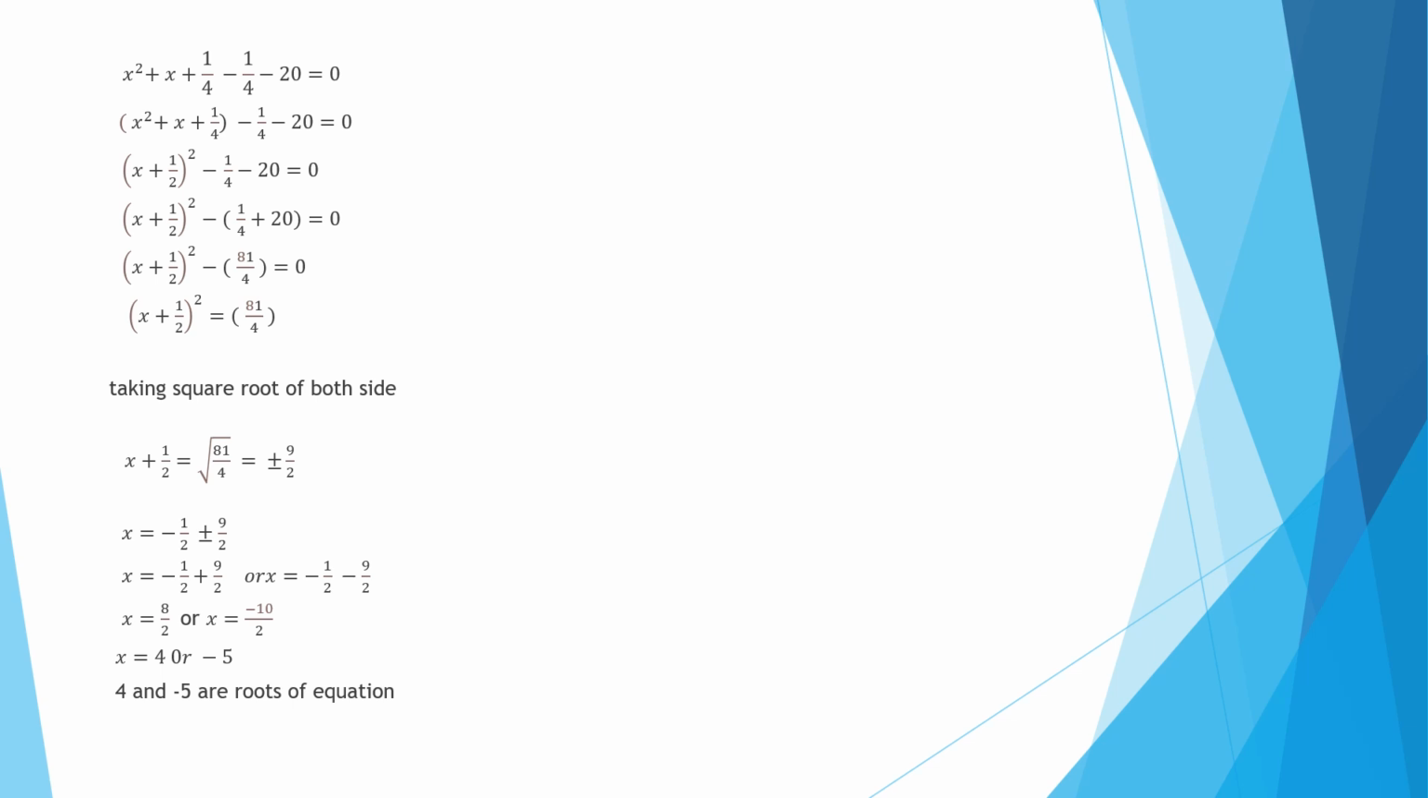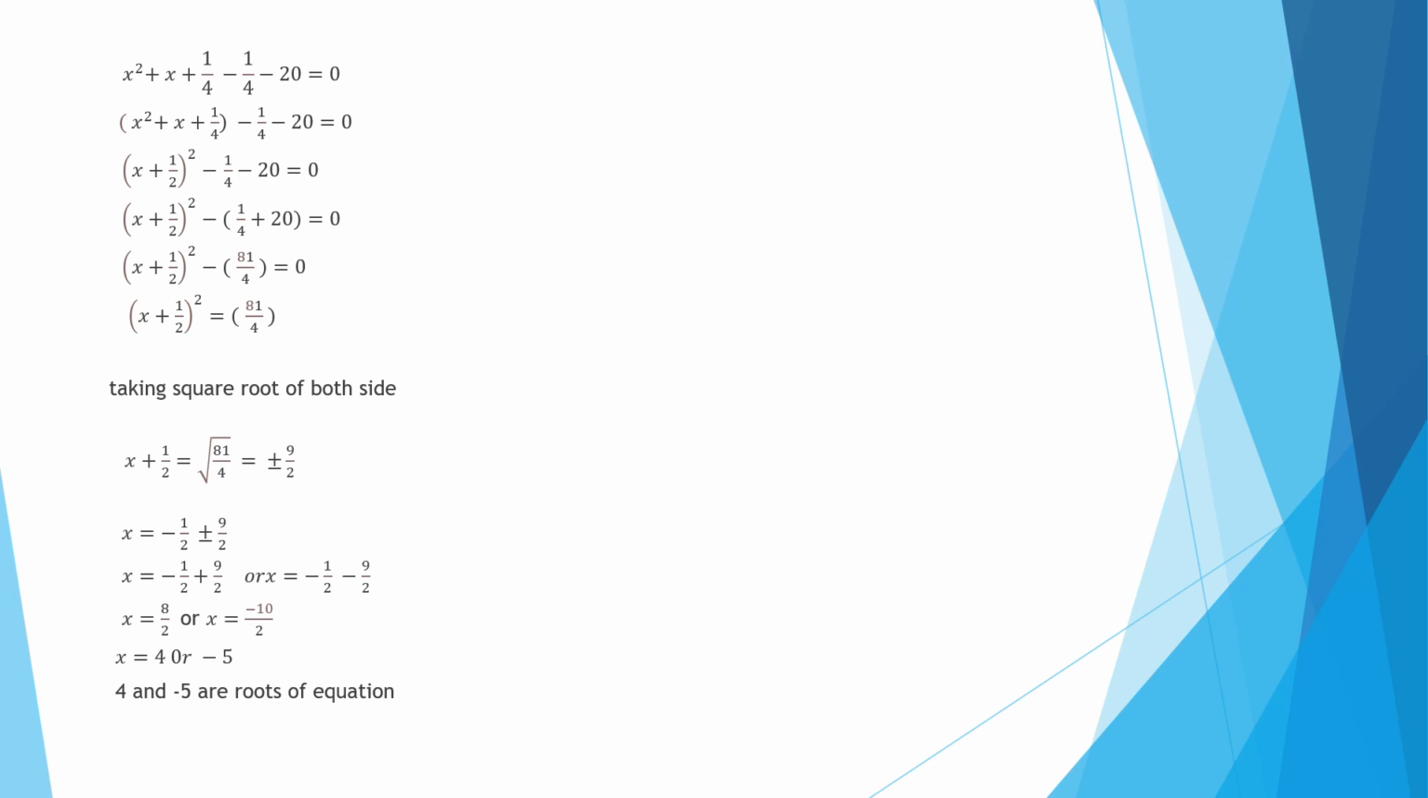Then we take x square plus x plus 1 by 4 in the first bracket. Why? Because it is the square of (x plus 1 by 2). The remaining terms are minus 1 by 4 and minus 20 is equal to 0. So (x plus 1 by 2) square is x square plus (1 by 2) square, which is 1 by 4, and 2 into x into 1 by 2 is equal to x. Here we apply the formula (a plus b) whole square is equal to a square plus 2ab plus b square.